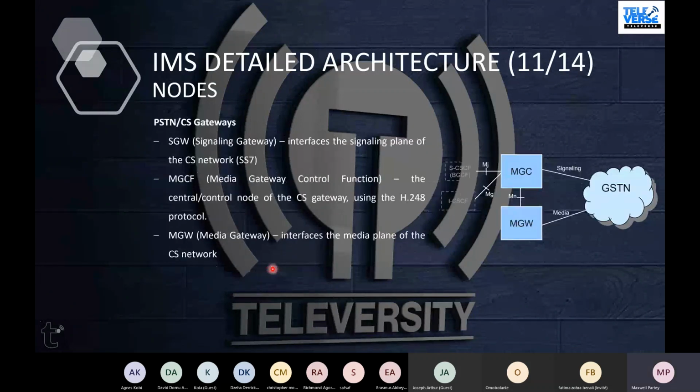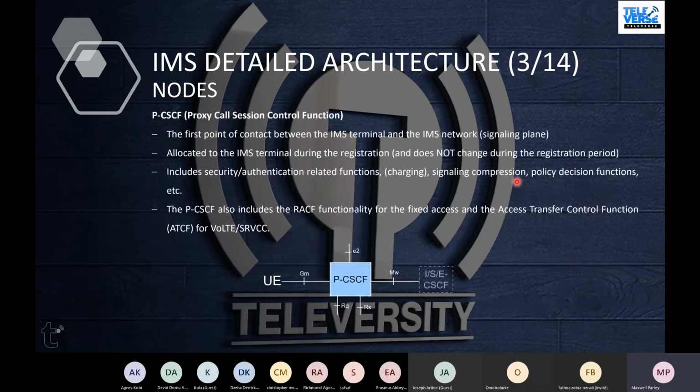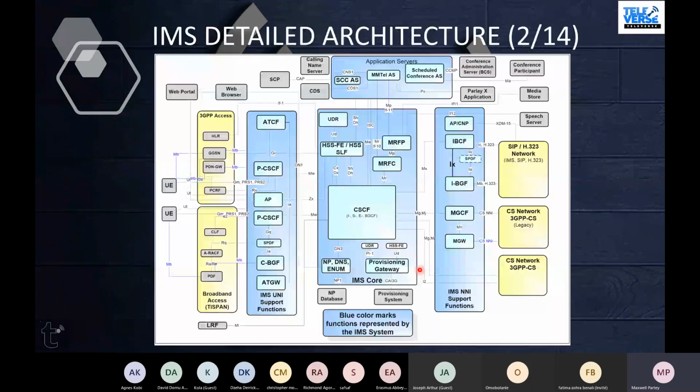Then we have the PSTN and then the CS gateway. So in effect, if I'm a BGCF and I want to be able to connect to other CS call nodes, what I'll require is the MGCF and then the MGW. Okay, so if I want to be able to connect to another CS call network, as we can see from here, the main detailed architecture, if I'm a CSCF and I want to break out into a CS core network, what I require is the MGCF, right?